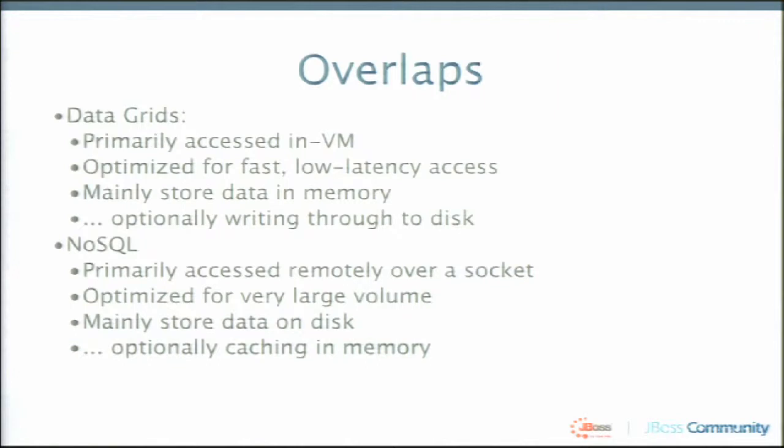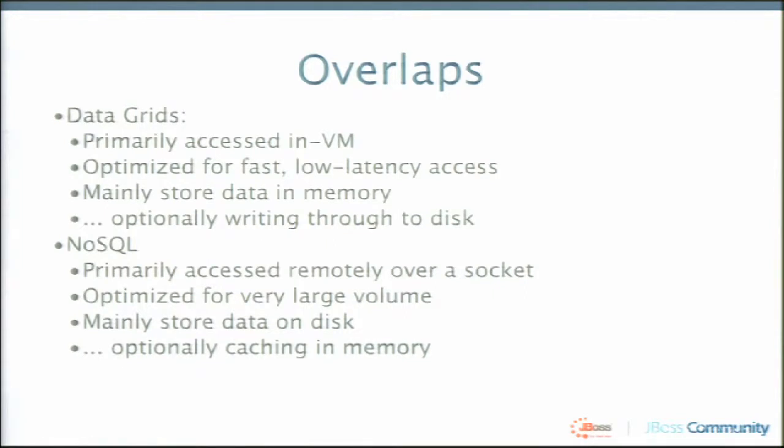Whereas a lot of the NoSQL engines out there tend to start from the other extreme, if you will. They tend to be primarily accessed remotely over a socket, a bit like a database, a bit like a JDBC connection. They tend to be optimized for large volume rather than speed, a bit like Hadoop or Cassandra, where you are talking about storing lots and lots of data as opposed to fast data. This is where the difference between big data and fast data sort of comes in as well. And NoSQL tends to be primarily focused on storing things on disk, optionally caching things in memory as well. So there's a lot of overlap there that you can see.